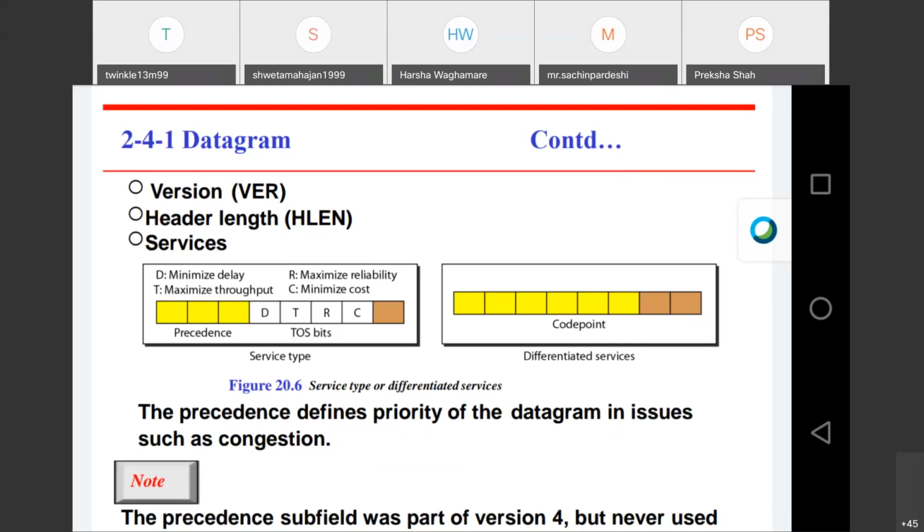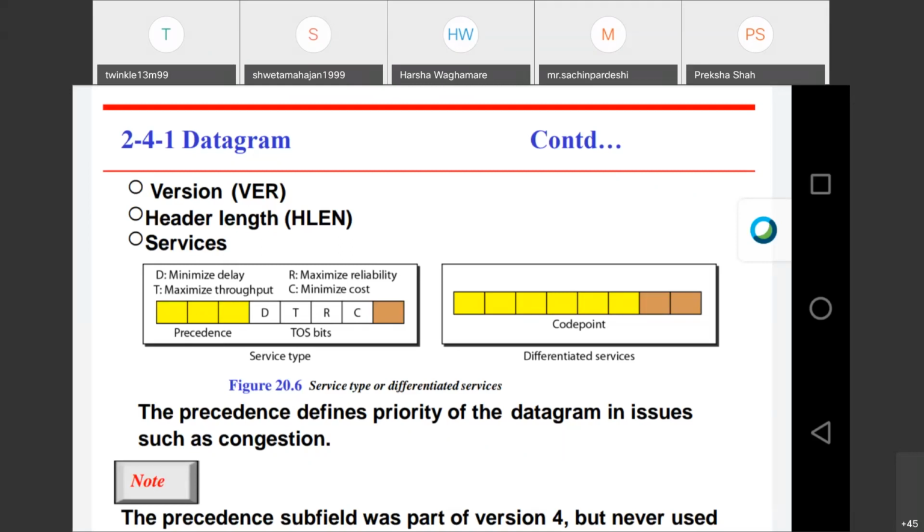Maximize reliability means your packet must reliably reach the destination. So reliability is more important. Such kinds of packets are required for network management. When you are managing a network, there are different protocols which share different types of packets to manage the network.